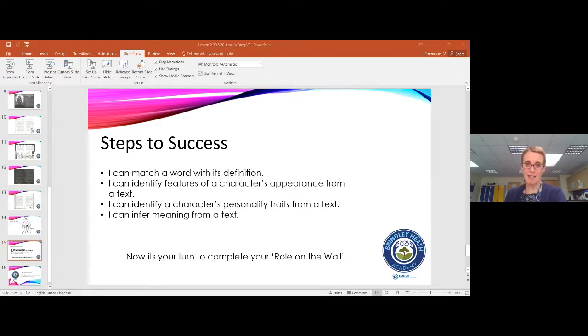Enjoy thinking about Amelia Fang. Really get to grips with her. Tomorrow we'll be looking at another character who is similar in some ways and different in others, and the activity will be very similar, looking at her personality, looking at her appearance, and then beyond that we'll be comparing the two characters. So hopefully you've enjoyed Amelia Fang.